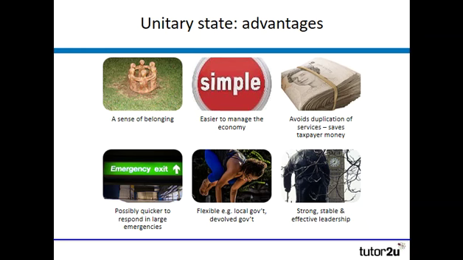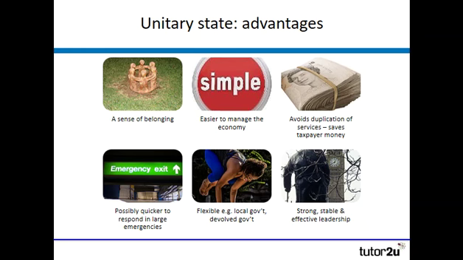It may also avoid the duplication of services, and this can save the taxpayer money. Arguably, a unitary state might find it much quicker to respond in the case of large emergencies. The national government is able to intervene at any point, any location within the country without treading on the toes of local government.